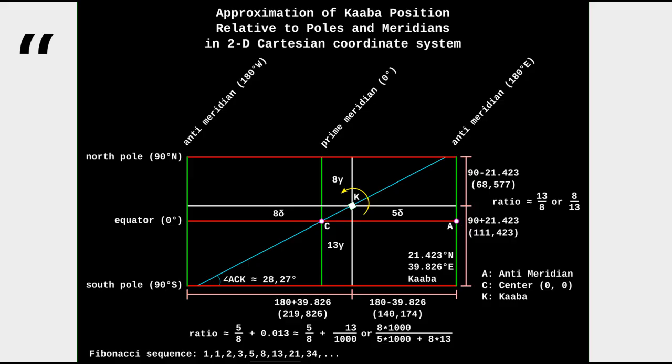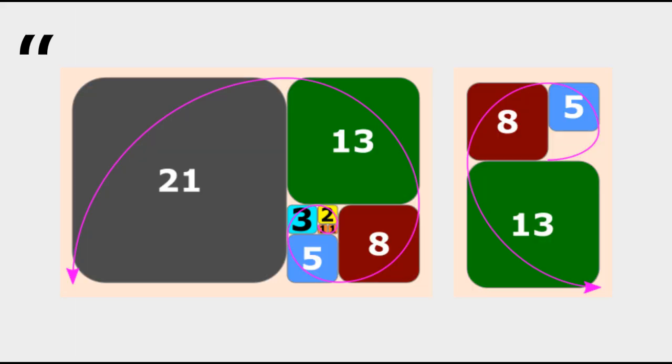We use delta and gamma to differentiate the ratio in latitude and the ratio in longitude, so 8 delta does not equal 8 gamma. If the pattern of how a Fibonacci spiral is drawn is applied using the ratios in the diagram, moving from a lower to a higher value, then the resulting directional movement aligns with the counterclockwise direction of Tawaf.